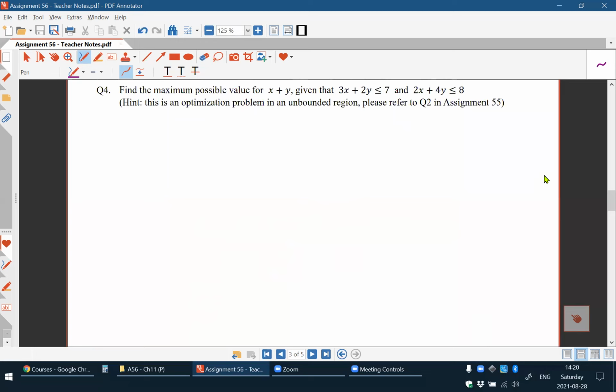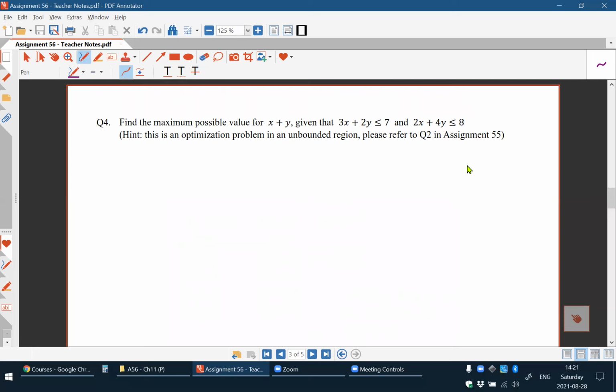All right, question 4. Find the maximum possible value for x plus y given that 3x plus 2y is less than or equal to 7 and 2x plus 4y is less than or equal to 8. There is a hint saying this is an optimization problem in an unbounded region. In an unbounded region, you need to analyze if the maximum or minimum exists or not, right?